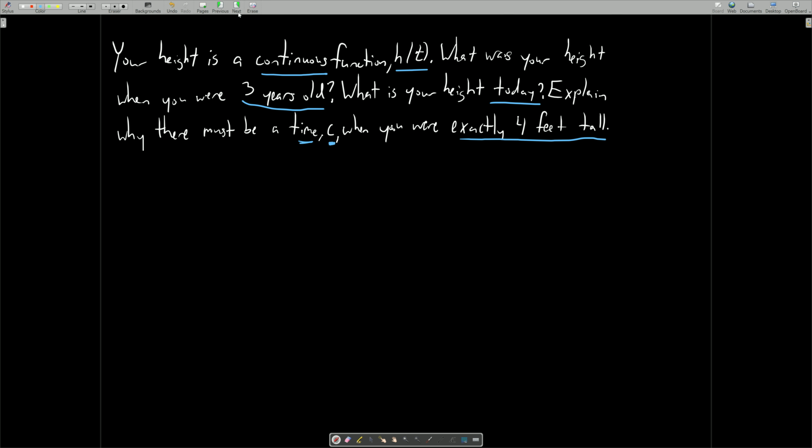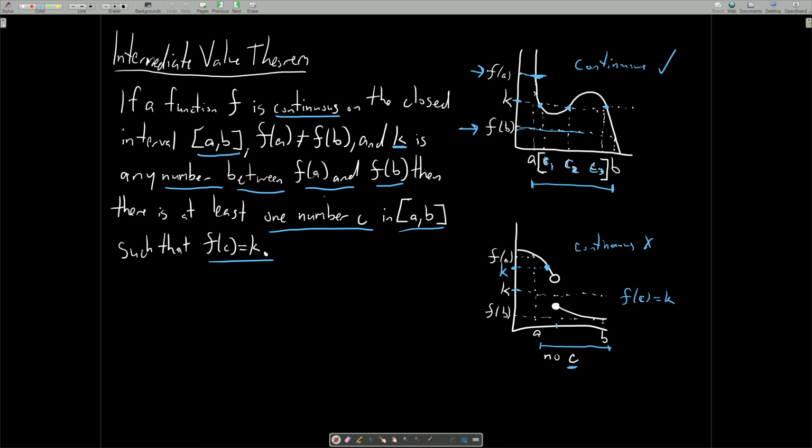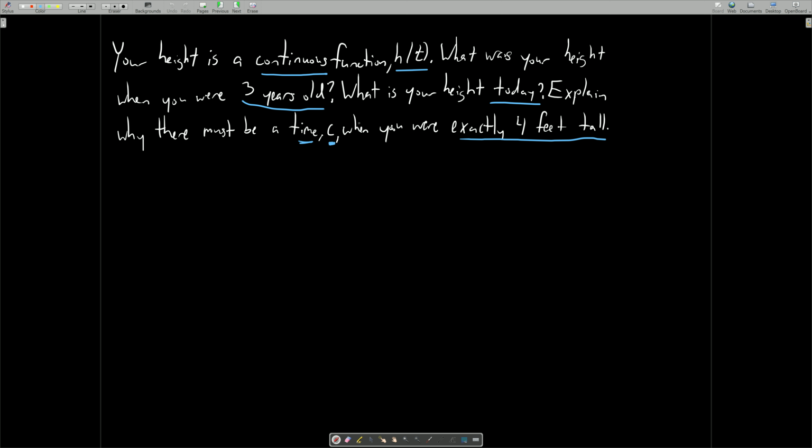And going back, we have all this a, b, c, k. Let me show you what those mean. First, you have your continuous function, h of t. Write down that it's continuous. Being continuous is really important for the intermediate value theorem because it has to be continuous for it to work. Now your a and b are the ends of your interval.